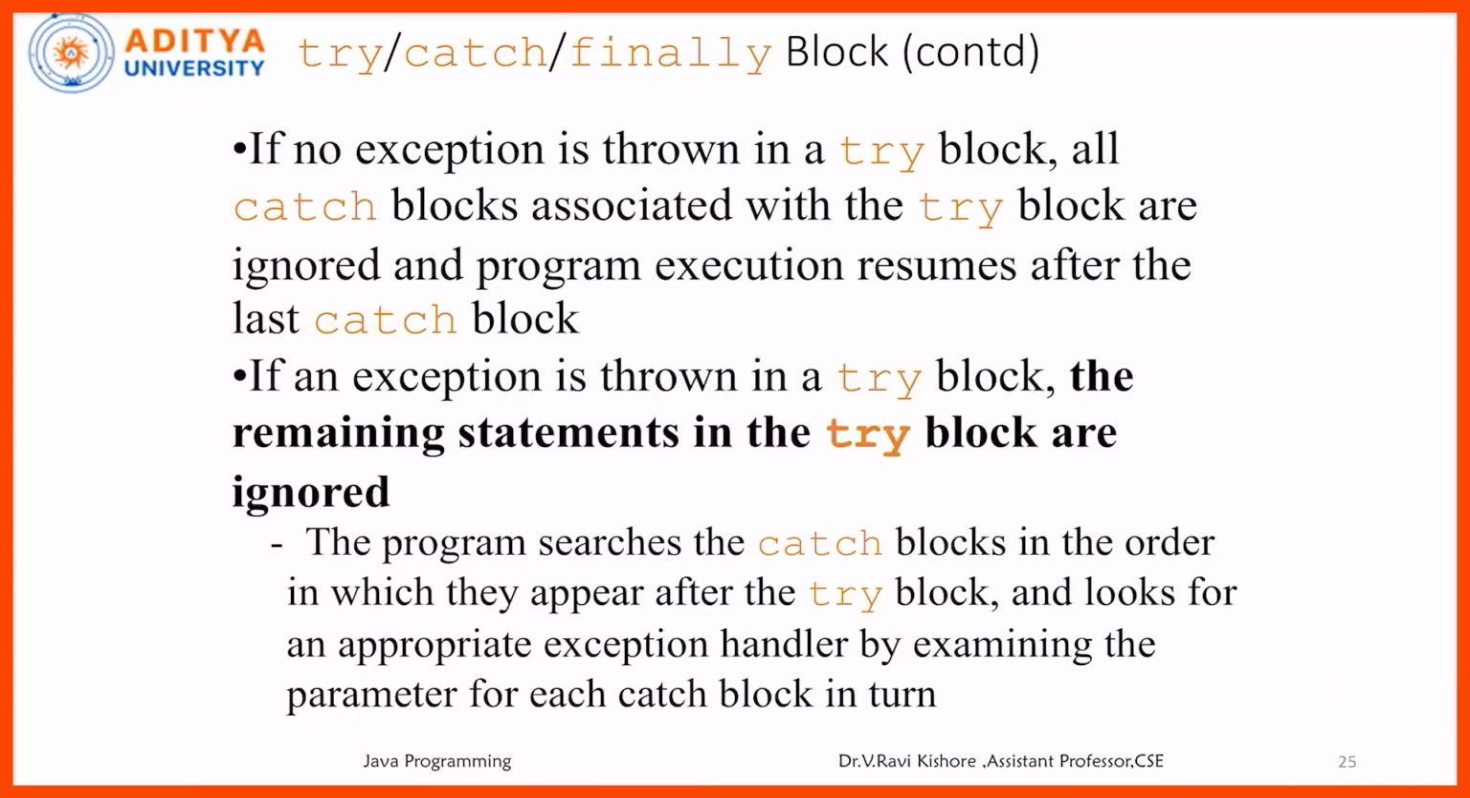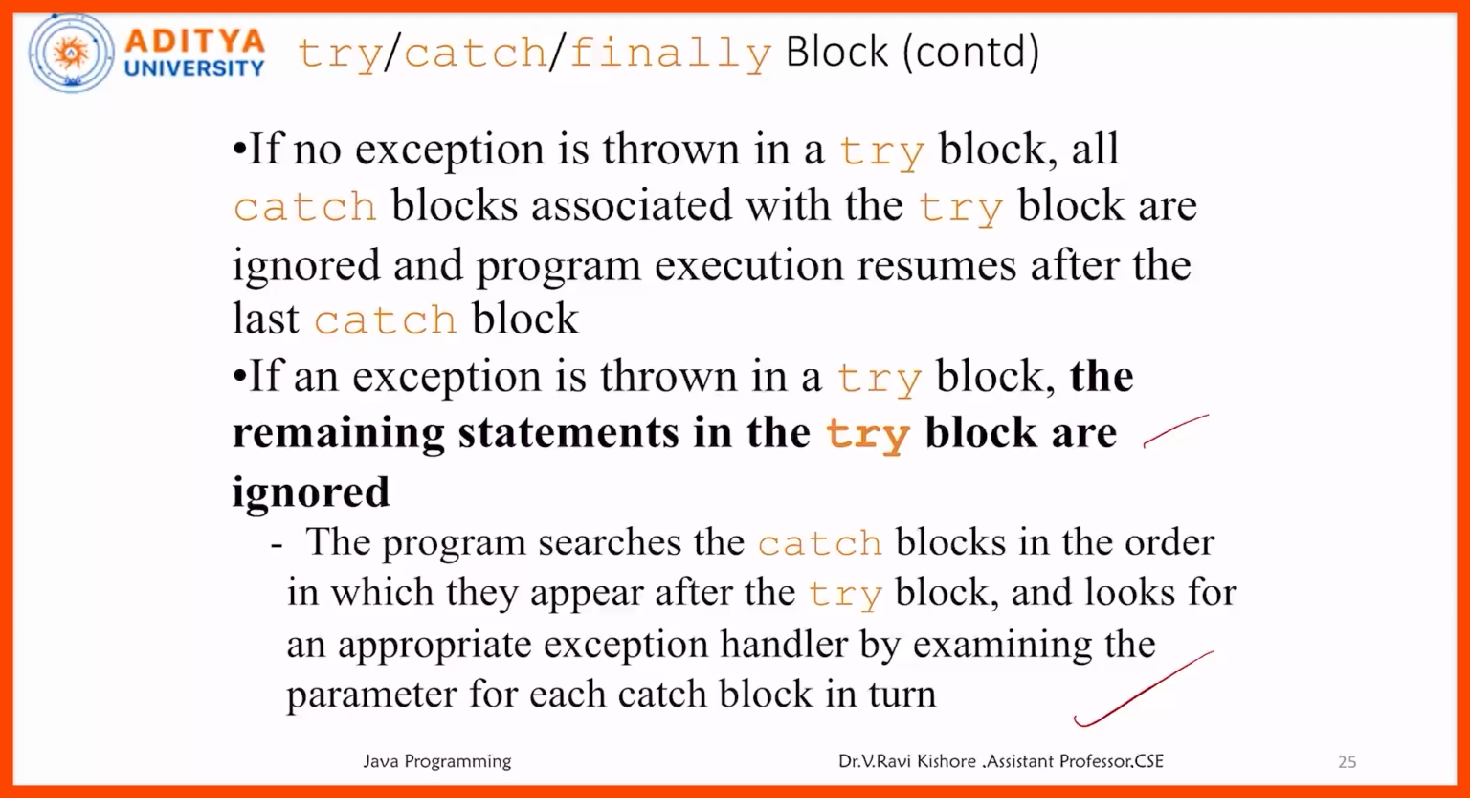If no exception is thrown in the try block, all the catch blocks associated with the try block are ignored, and the program execution resumes after the last catch block. That means if there is no error, these blocks won't be reflected anywhere. And if an exception is thrown in a try block, the remaining statements in the try block are ignored. The program searches the catch blocks in the order in which they appear for the try block, and looks for an appropriate exception handler by examining the parameters of each catch block in turn.